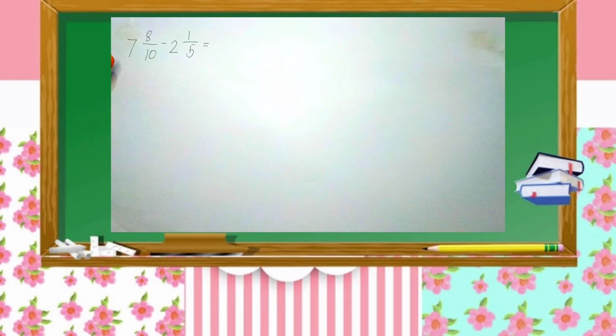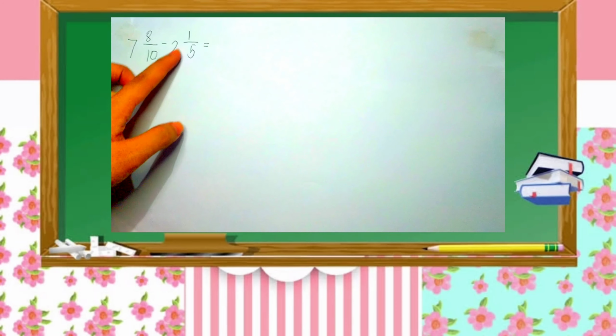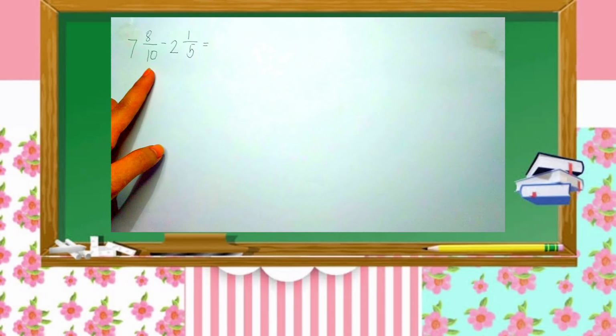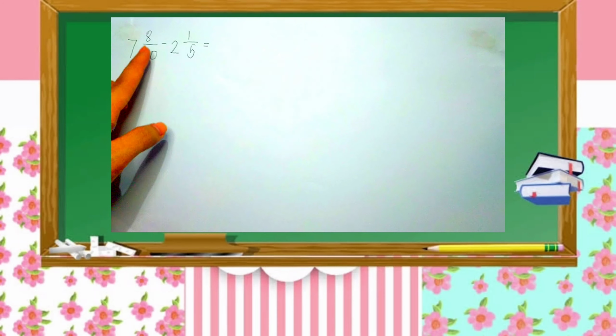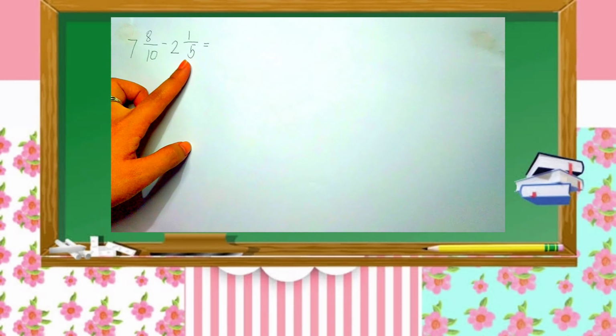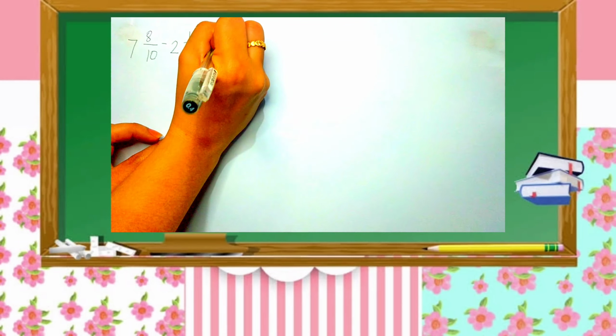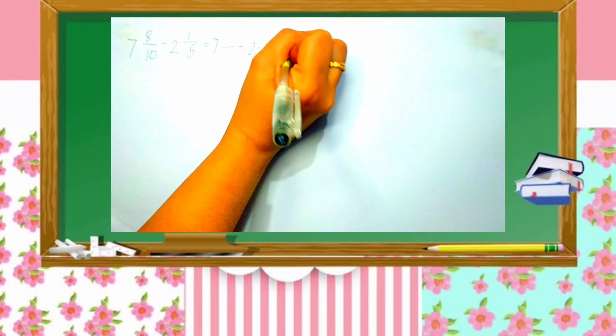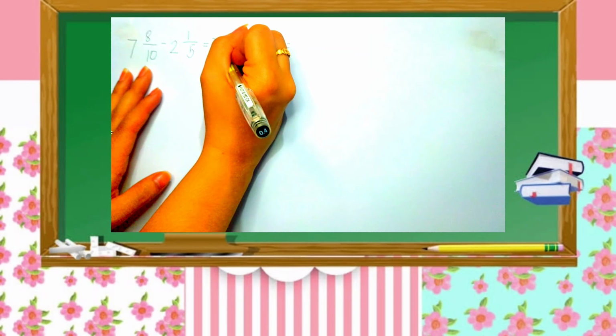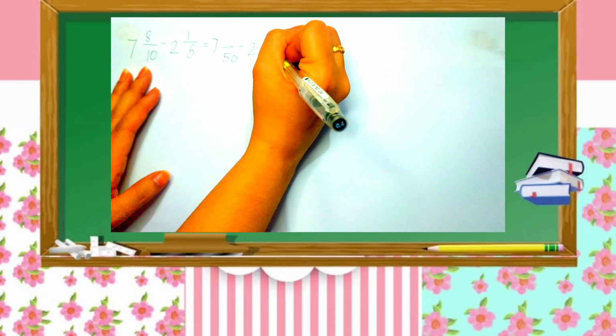Let's subtract 7 and 8/10 minus 2 and 1/5. These fractions are dissimilar fractions. So we are going to change them to similar fractions by finding the LCD, or the least common denominator. So the LCD of 10 and 5 is 50. Copy the whole numbers.